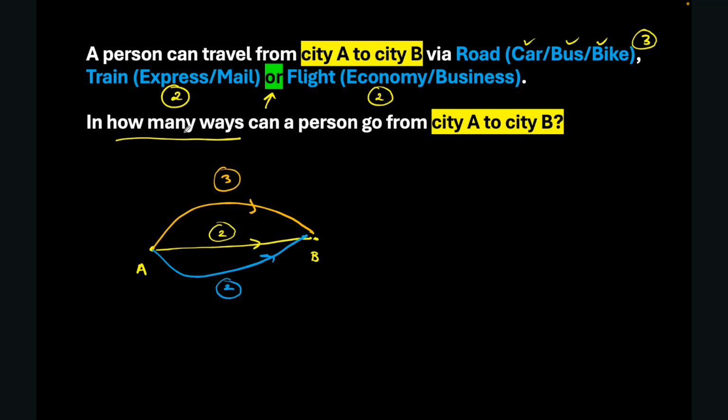So now to find the number of ways, I just have to add, right? So I can do 3 plus 2 plus 2. Gives me a grand total of 7 ways. Super simple, right? We just had to add them up. Nothing more to do. Okay? Let's look at another example.